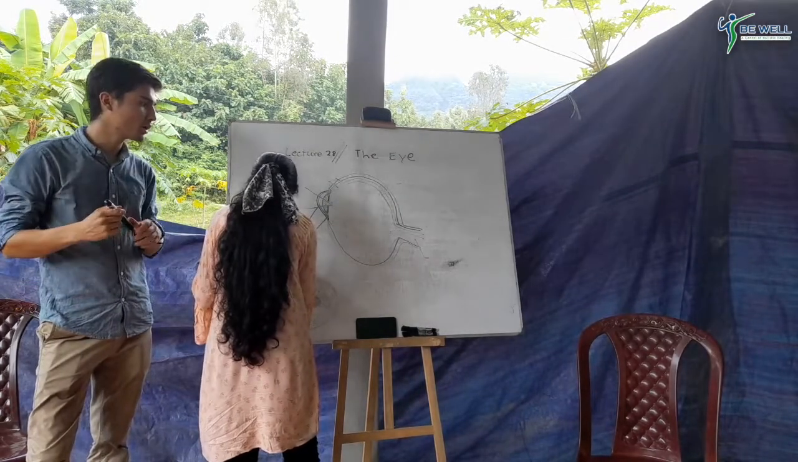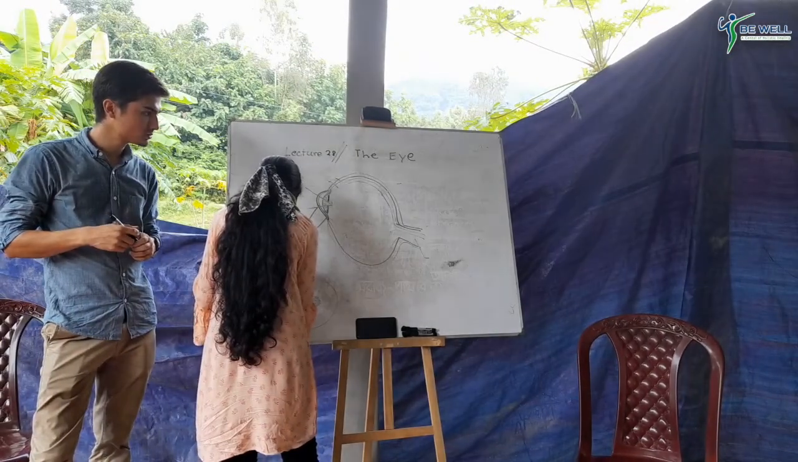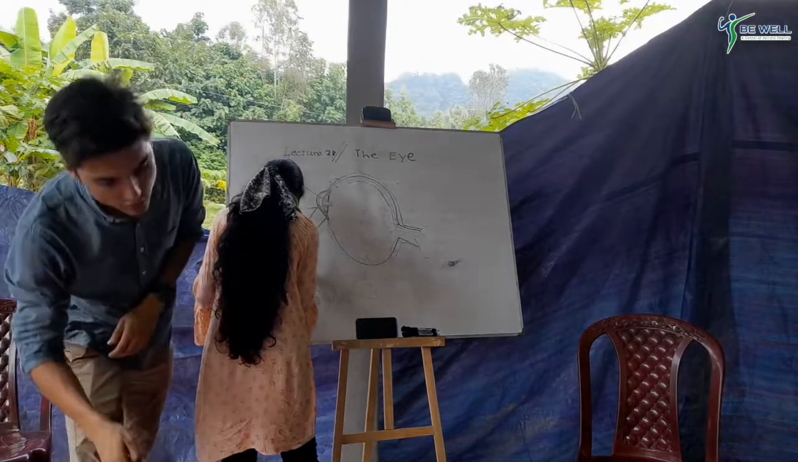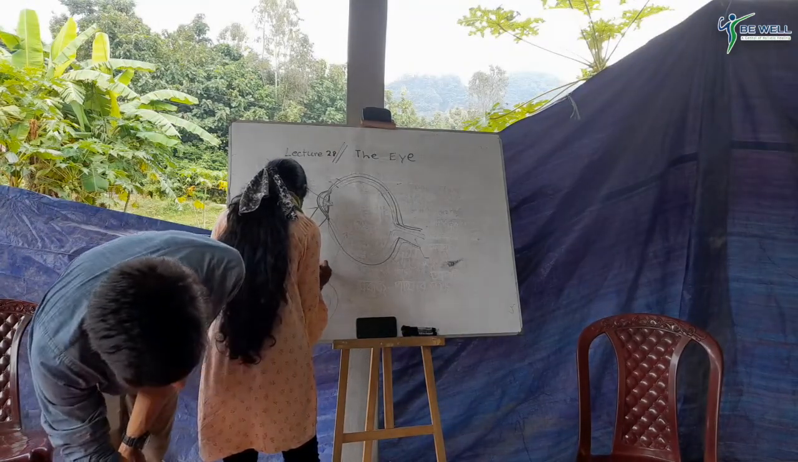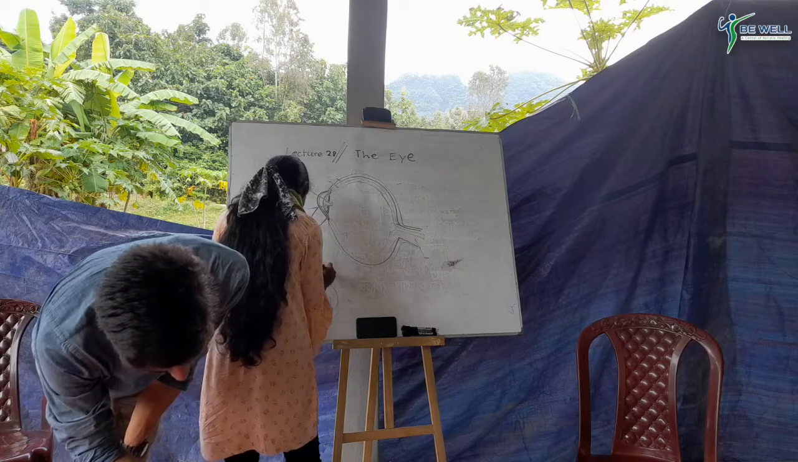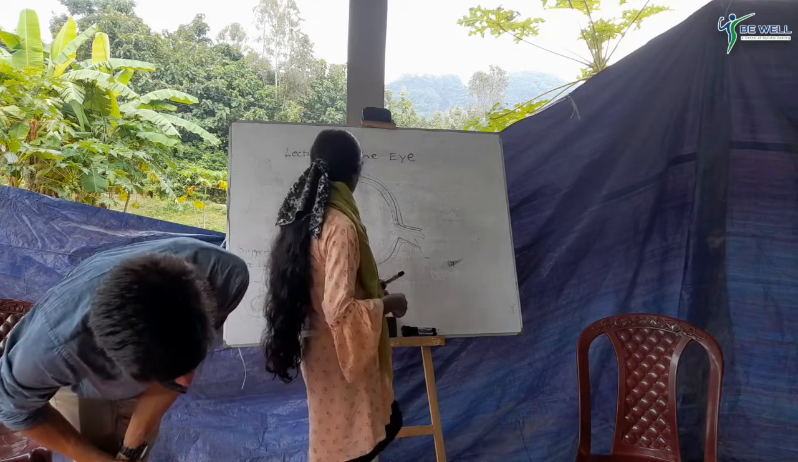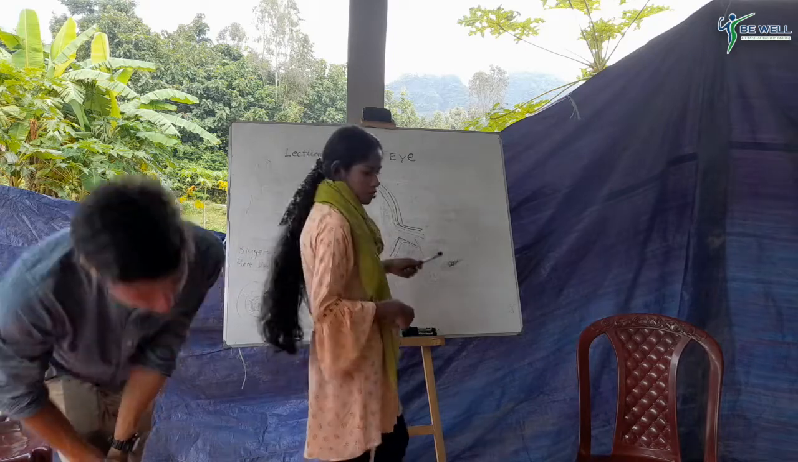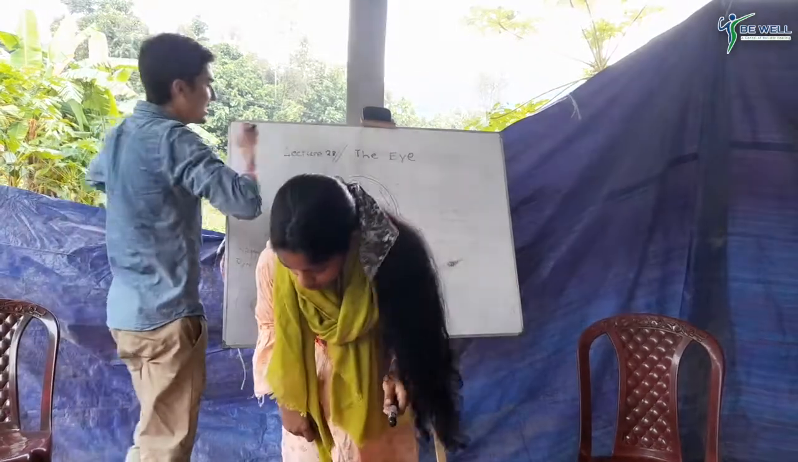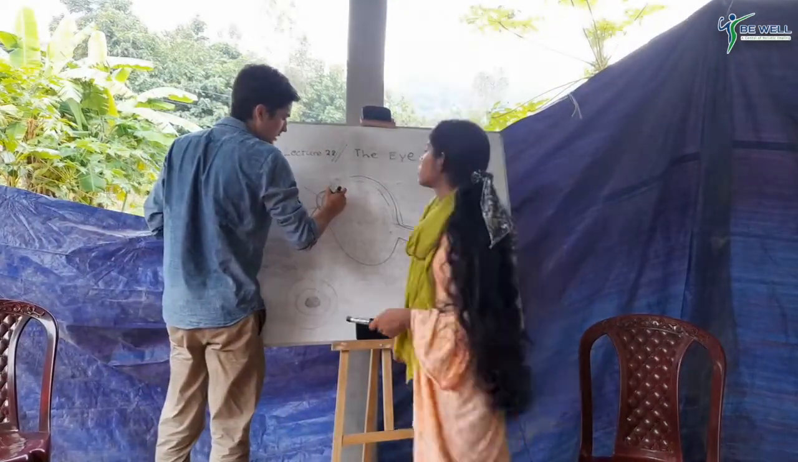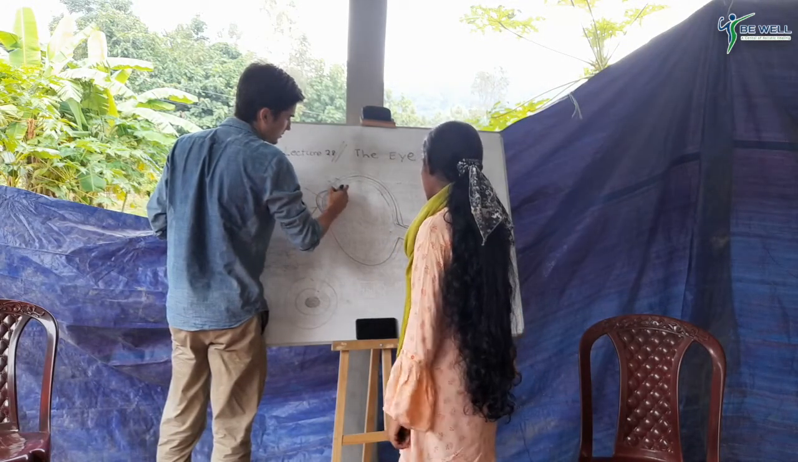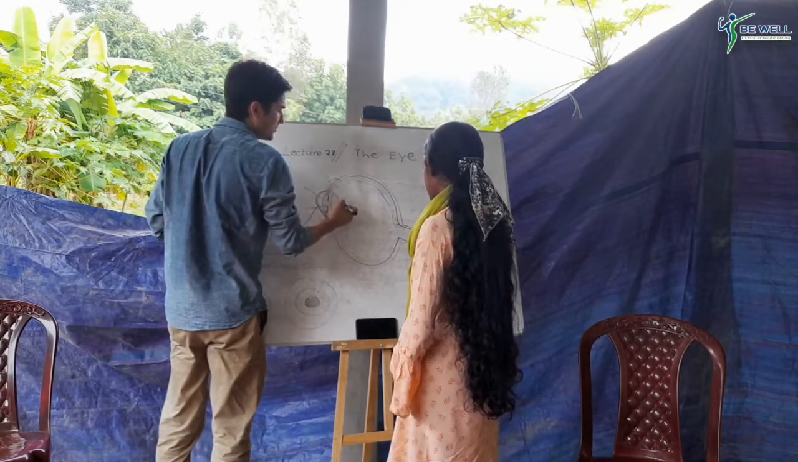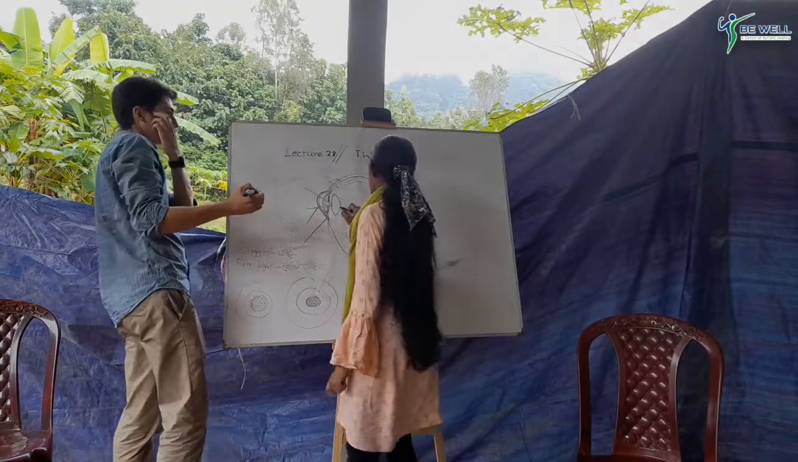Now there's one other part that I didn't talk about. You can see it in your image here. It's this big thing behind the pupil called the lens. The lens is a big thing. It looks like this. And it's flexible.